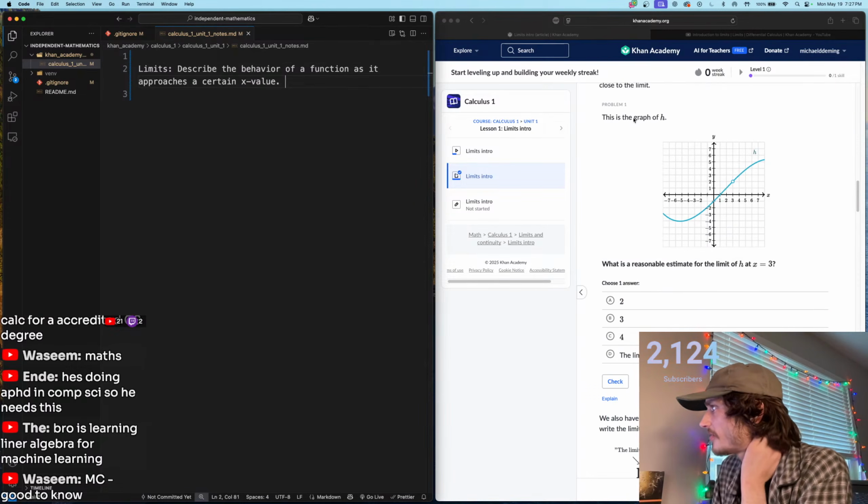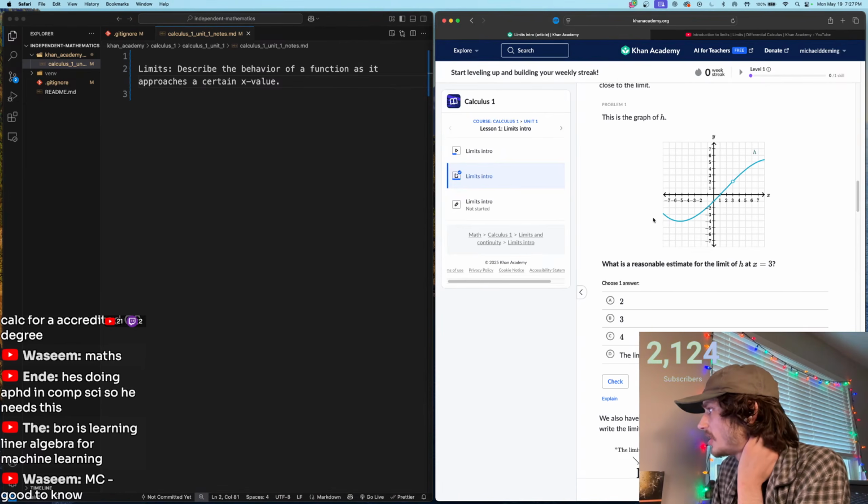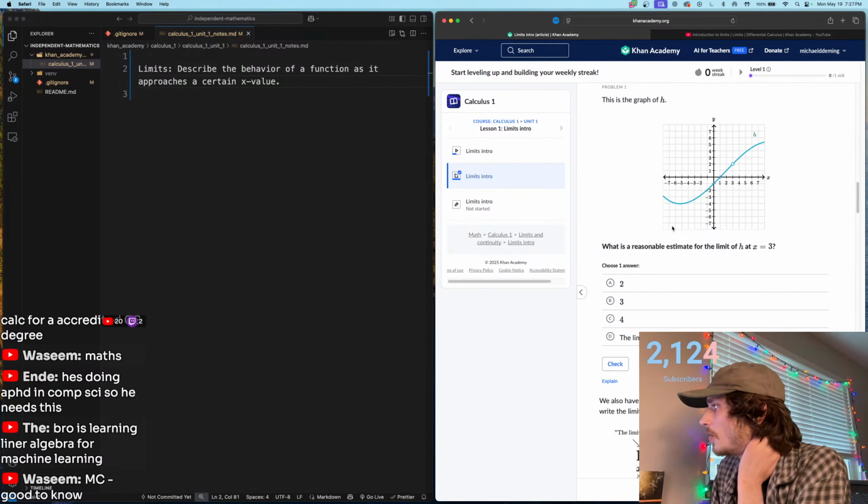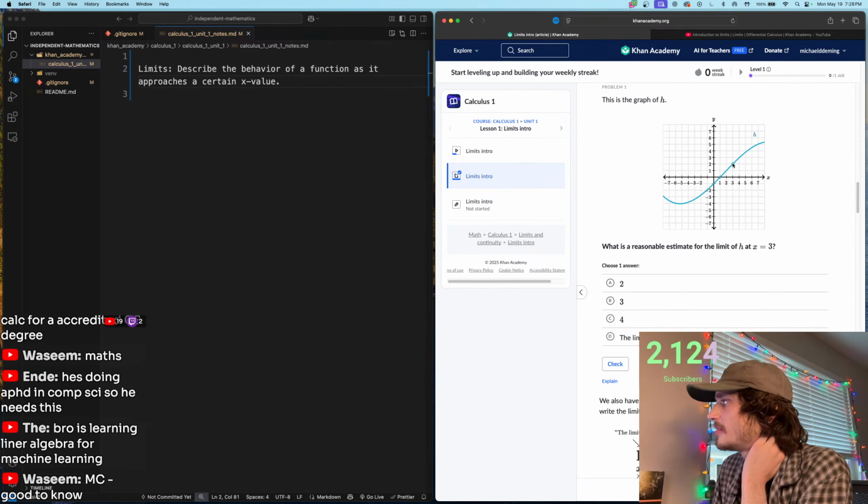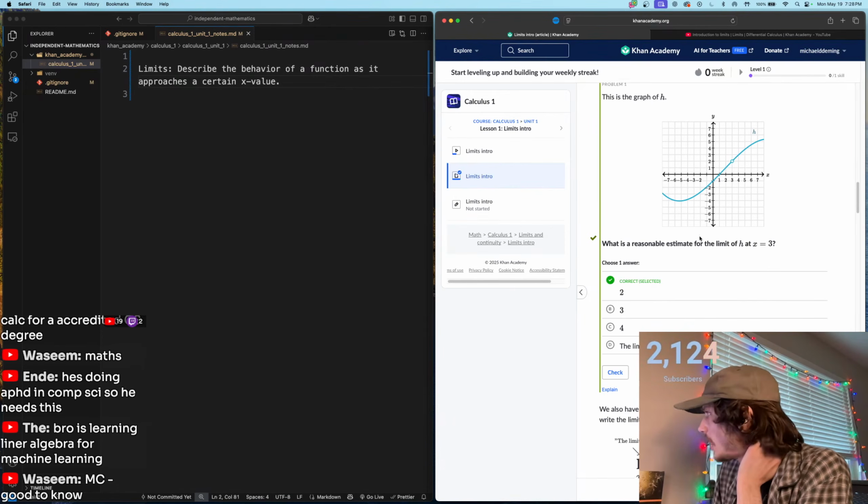So problem 1, here's the graph of h, where we have some curve here with an undefined point at x equals 3, y equals 2. Okay. What is a reasonable estimate for the limit of the function h at x equals 3? Well, as we approach 3 from both sides of this graph, we converge on a y value of 2. The limit would be 2, even though it is undefined at this point. h of 3 is undefined, but the limit of h at 3 is going to be 2. Got you.